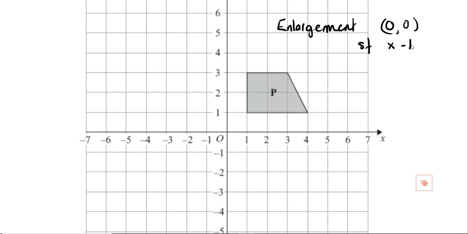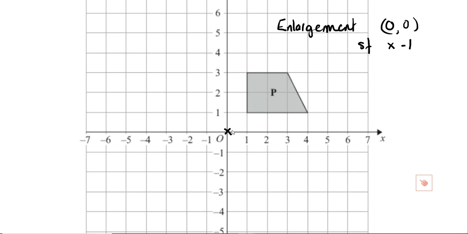Focused? Good. Now, a scale factor of 1 on its own wouldn't be worth anything, right? There'd be no point doing a scale factor of 1. Why? Because that's just multiplying it by 1, and it'd be the same shape in the same place. But a scale factor of -1 does something different. So my centre of enlargement, if I do times -1, that's going to be my centre of enlargement.